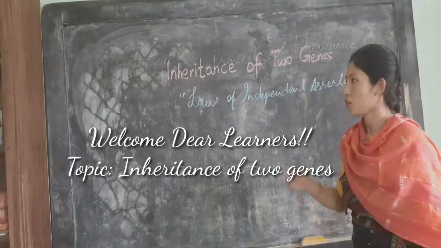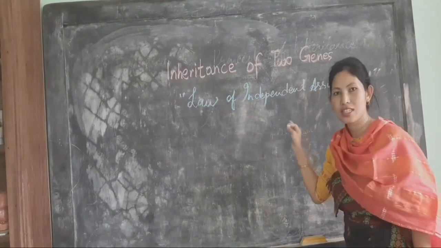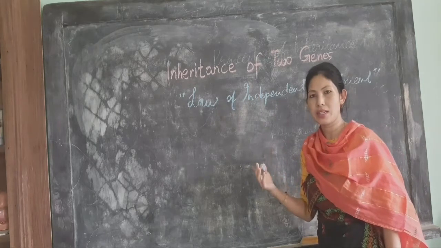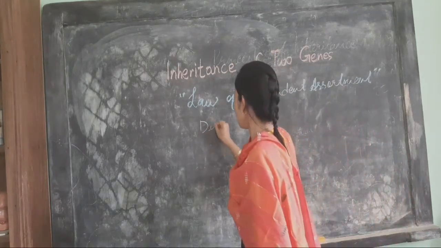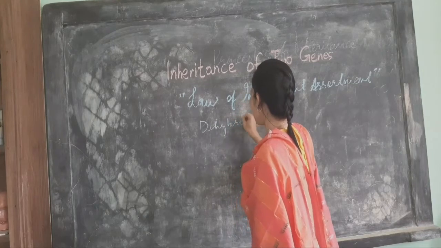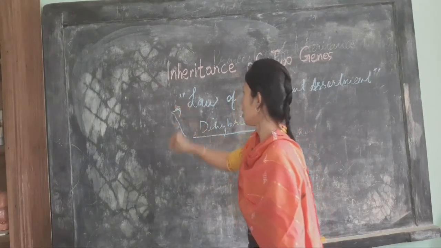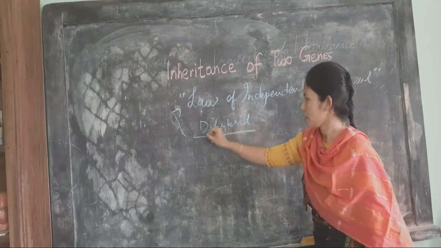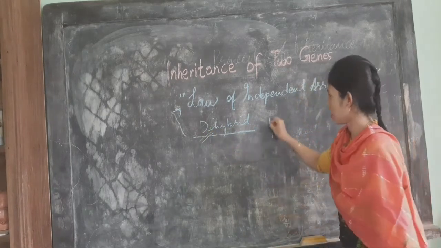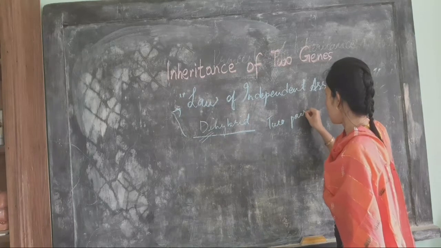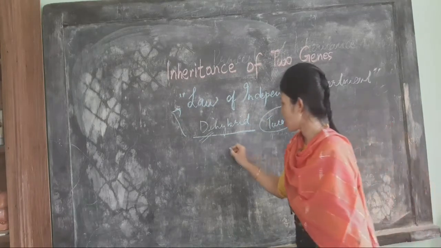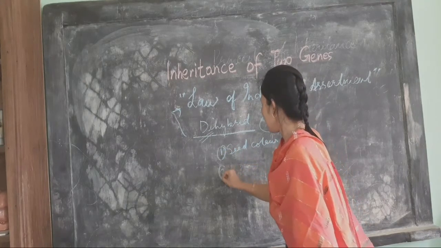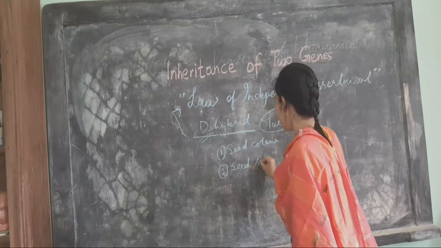Today we are going to discuss the inheritance of two genes, and to explain this, it has been put forward by Mendel in his dihybrid cross. Mendel's dihybrid cross gave us the law of independent assortment. Here two pairs of contrasting characteristics are considered: number one, seed color, and secondly, the seed shape.